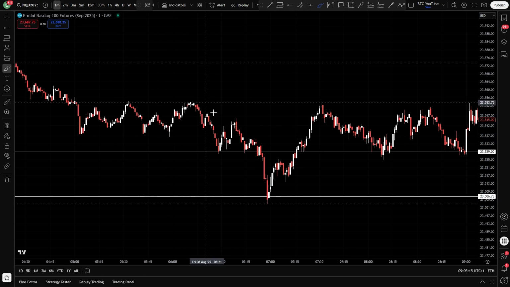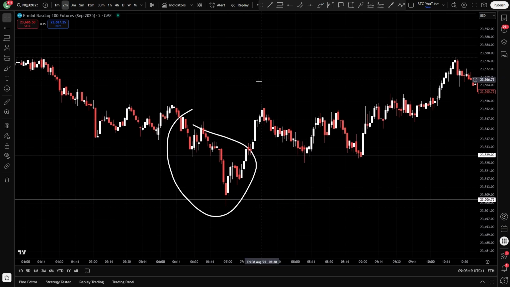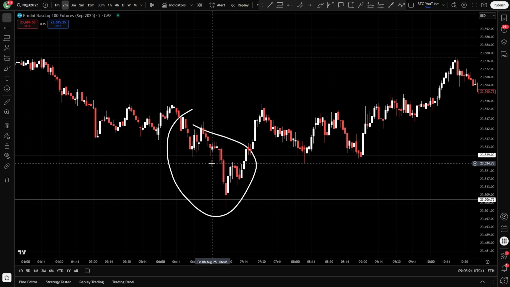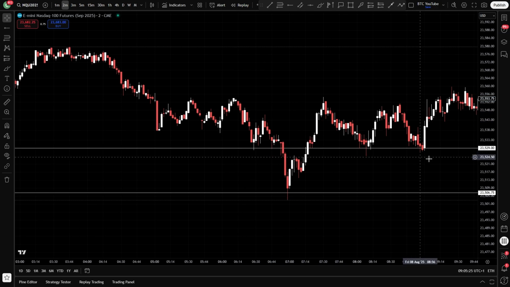Is there an obvious 2 minute gap here that we could take? Yeah, I think you probably could have taken this 2 minute here. This would have worked out, as you can see.